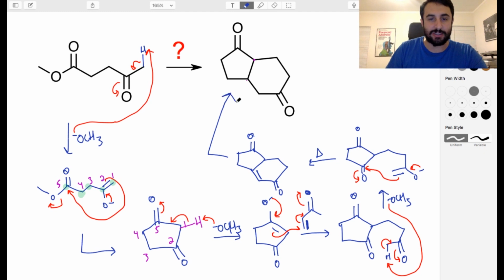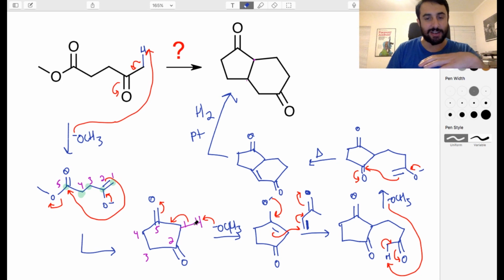All we need is to hydrogenate. Just a little bit of hydrogenation over platinum metal is going to get rid of that pi bond, and we're going to get to the product. So that's it. It was basically two major reactions. We had an intramolecular Claisen condensation, essentially a Dieckmann condensation, to get this five-membered ring. And then from this five-membered ring, we had just our classic Robinson annulation, right?